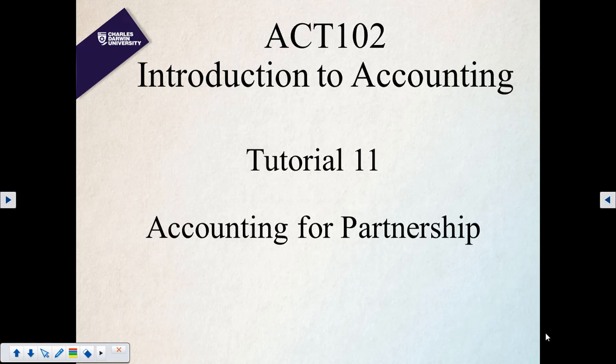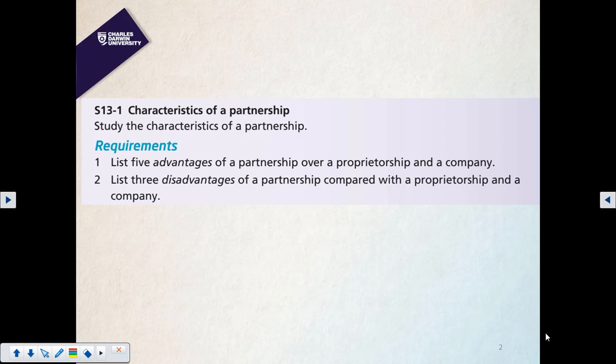It's good? Okay. So, we'll start with just some basic question. Characteristics of partnership. Any idea? List 5 advantages of a partnership over a proprietorship in a company. 5 advantages of a partnership. Maybe not 5, at least give few. What are the advantages of partnership?